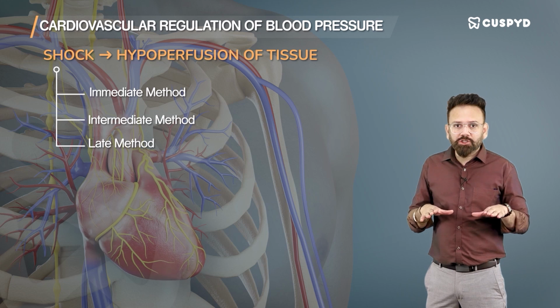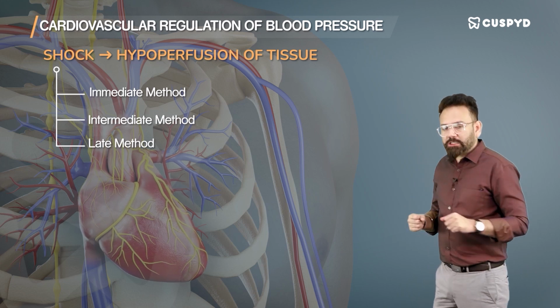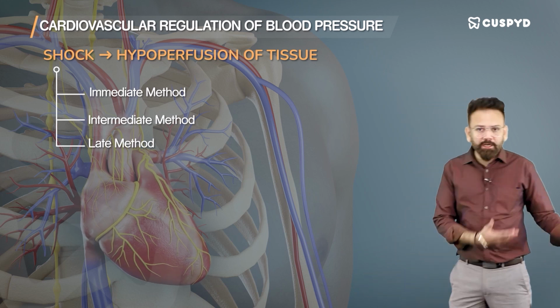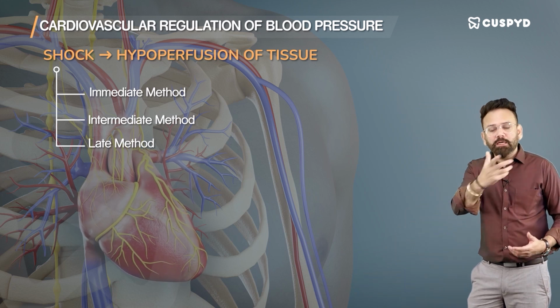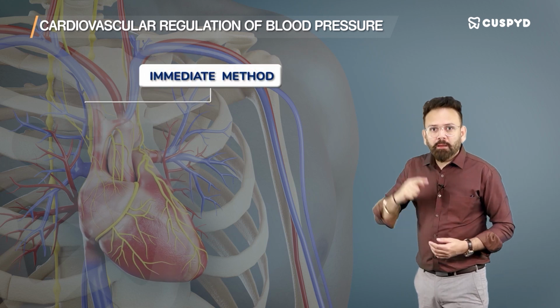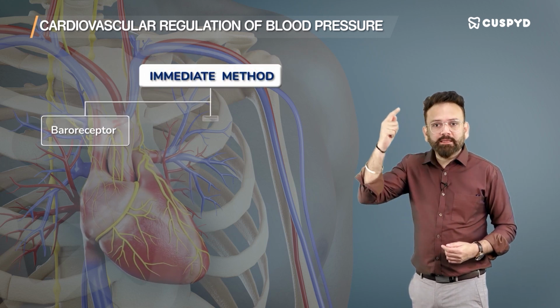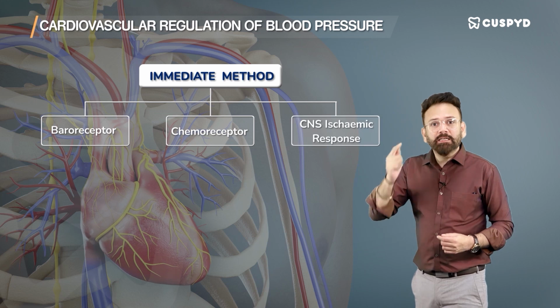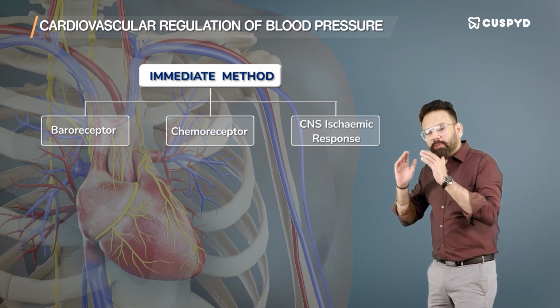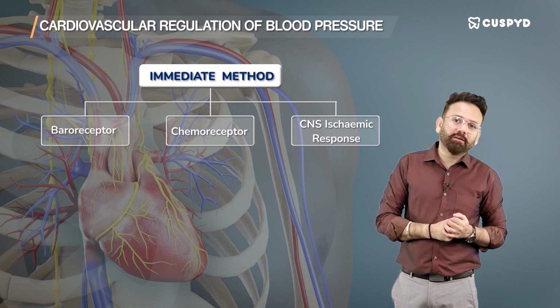As you come from the supine position to the standing position, I am standing for a long time and my blood is pooling. Why am I not falling down? My BP is regulated immediately, within seconds. The immediate methods are baroreceptor, then chemoreceptor, and then the CNS ischemic response. So these are the 3 methods of BP regulation.